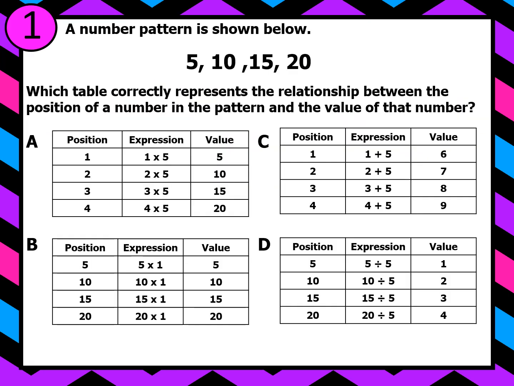Number 1. A number pattern is shown below. 5, 10, 15, 20. Which table correctly represents the relationship between the position of a number in the pattern and the value of that number? You have 45 seconds to answer this question. Go!